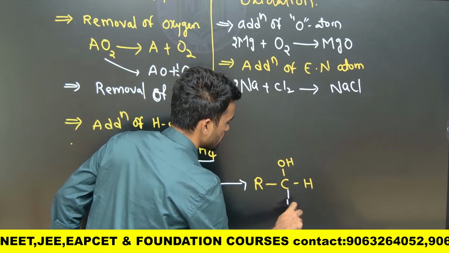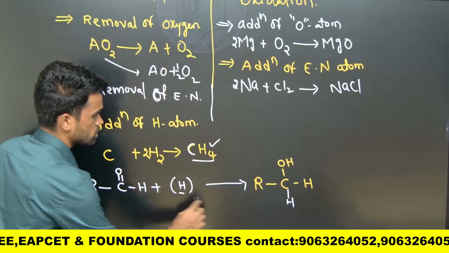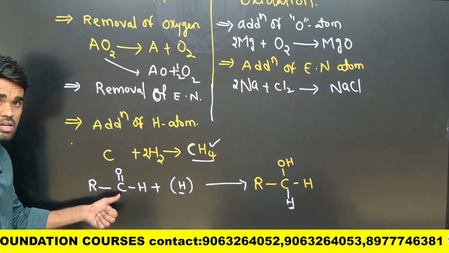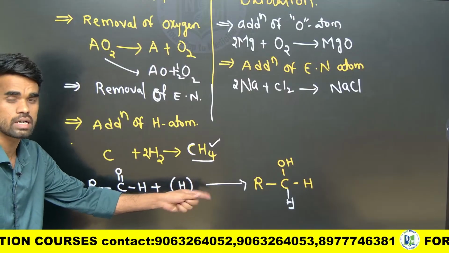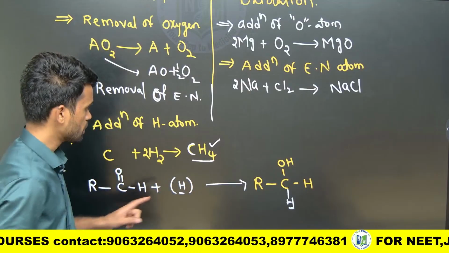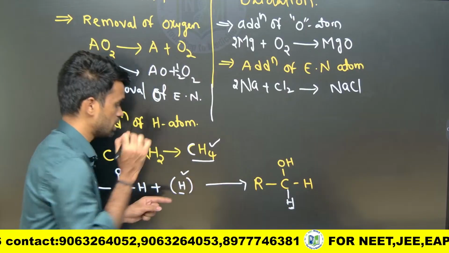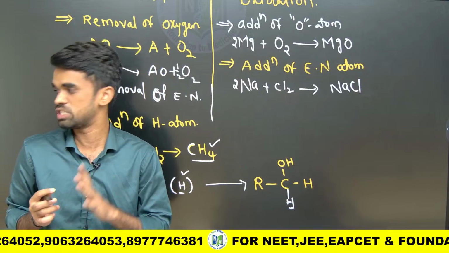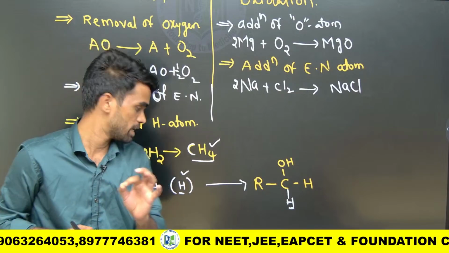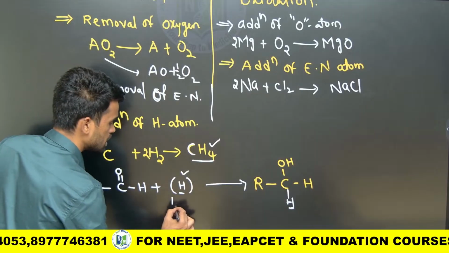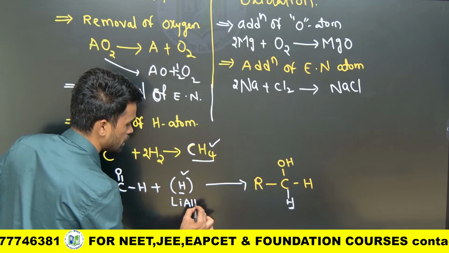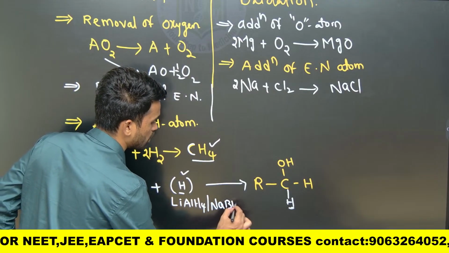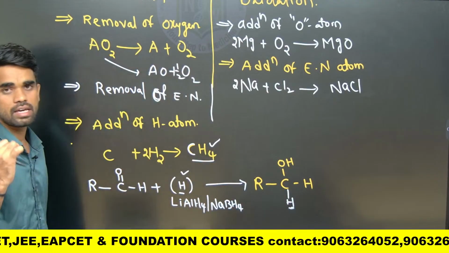Here we have added one hydrogen. This hydrogen is nothing but this one. So this hydrogen is added onto the center carbon now. This addition of hydrogen is a reduction process. And the species which gives this hydrogen atom is called the reducing agent. What is that species? Reducing agent. Generally here we will be using something like lithium aluminium hydride and sodium borohydride. These are the reducing agents we generally see in organic chemical reactions.